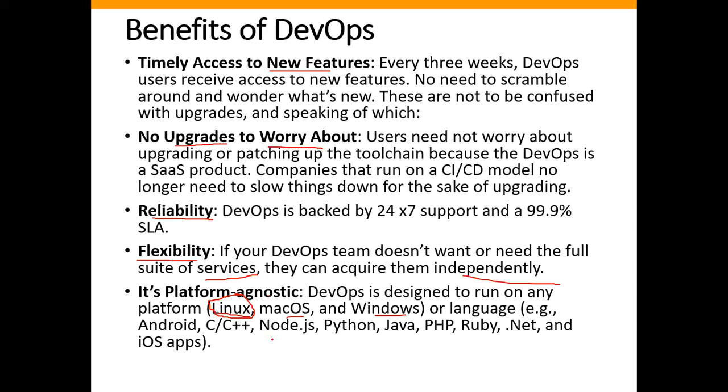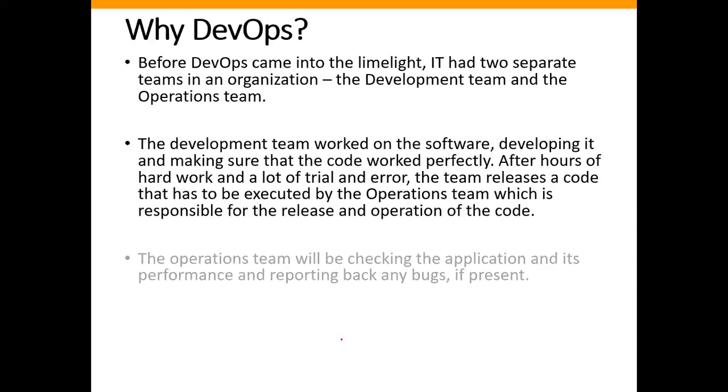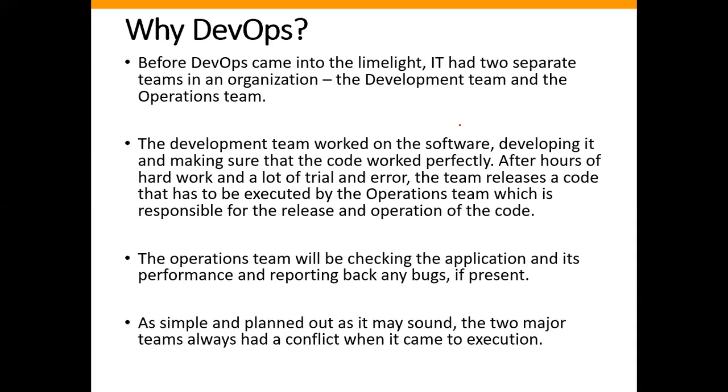And it supports different types of languages also: Android, C++, Node, Python, Java, Ruby. We can access different types of applications and languages. But why are we using DevOps? Because of this, we can easily provide the new features. Before DevOps, what will happen?